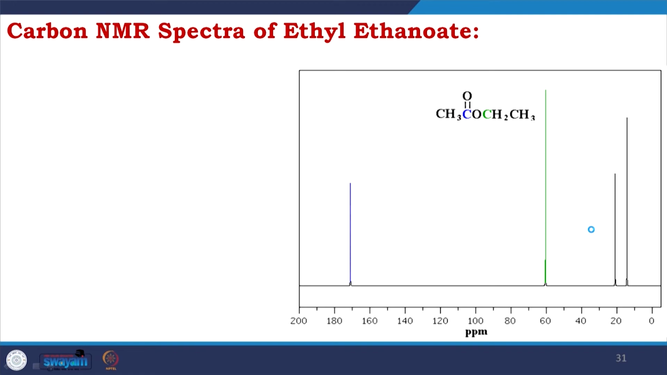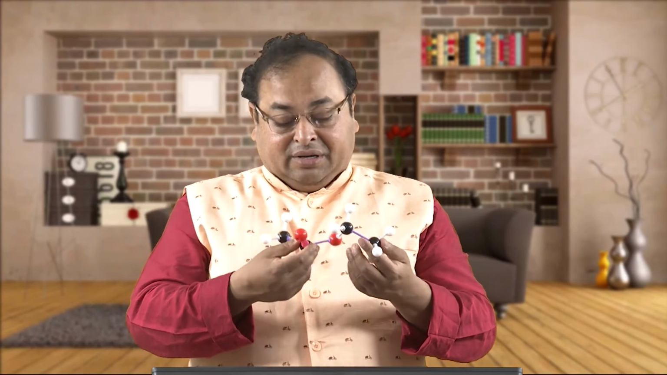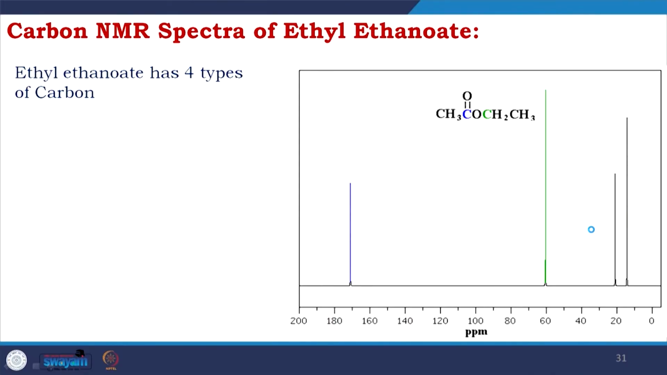So, the carbon NMR spectrum of ethyl ethanoate, CH3, CO, O, CH2, CH3. How many carbons? 4 carbons. How many peaks? 4 peaks. Okay. Ethyl ethanoate has 4 types of carbons.